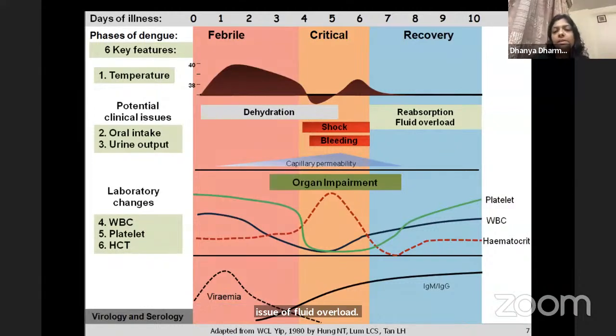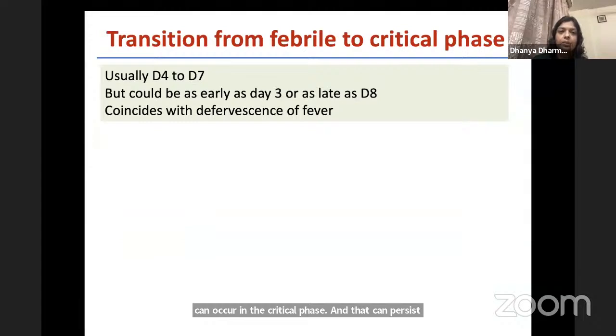So organ impairment is also another complication that can occur in the critical phase, and that can persist or can take some time to recover. Now, the problem is, even if we see the transition from the febrile to critical phase generally occurring at day 4 to day 7, it could be still as early as day 3 or as late as day 8, and it generally coincides with the defervescence of fever.